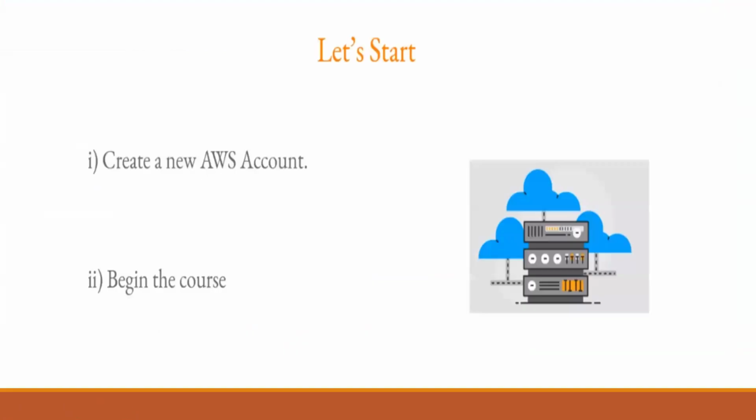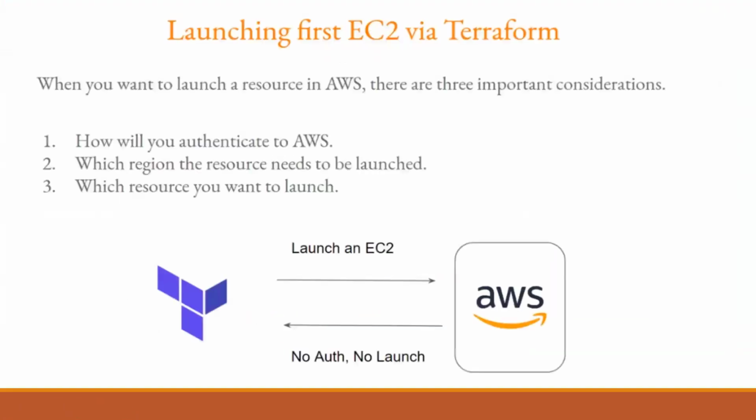Setting up AWS, you already created the first Terraform. How can you launch your first Terraform? If you want to launch a resource in AWS, there are three important considerations. One is how will you authenticate with AWS? We authenticate with the secret key and access key. Yes, very good. Then, which region the resources need to be launched in?